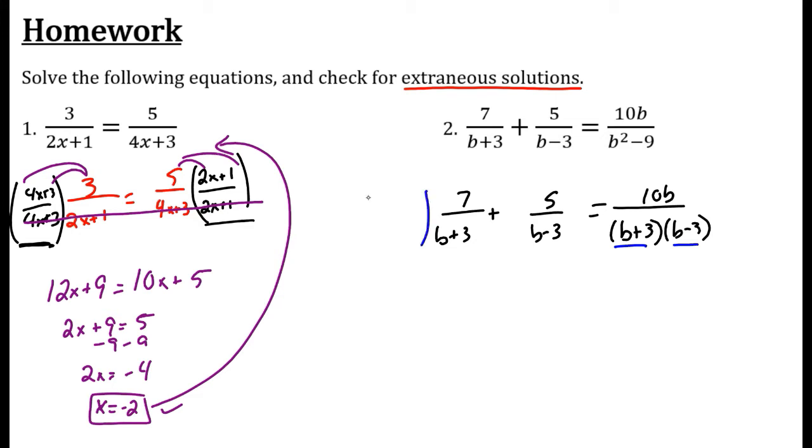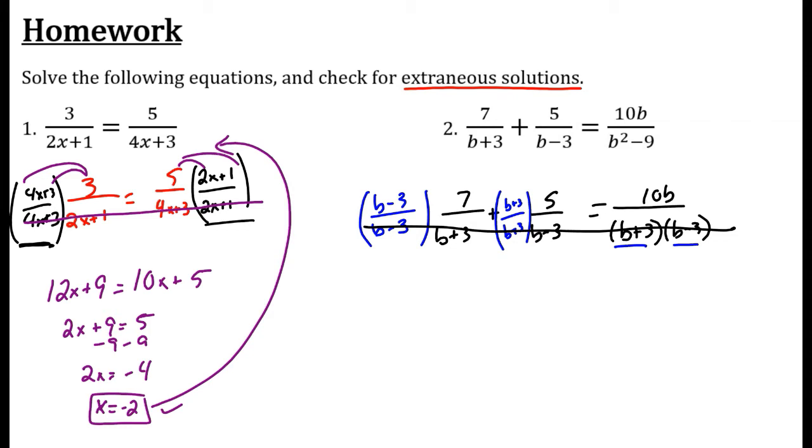So this first expression over here is missing the b minus 3. So I'm going to multiply the top and bottom by that b minus 3 to get a common denominator for that rational expression. The next expression, it's got the b minus 3, so it needs a b plus 3. And that last term has both factors, so it doesn't need anything.